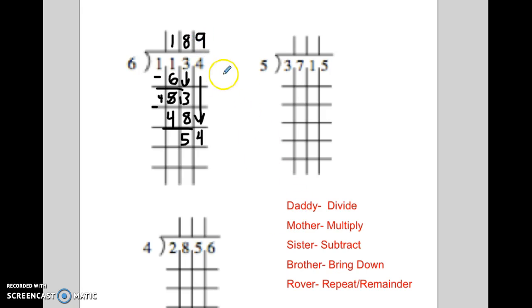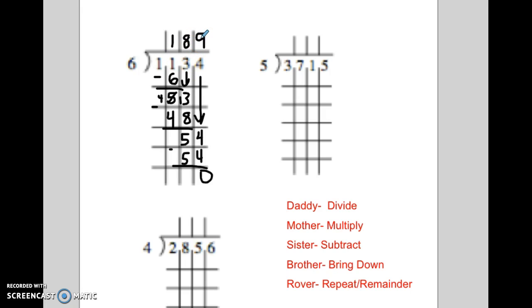Now I'm on to mother, multiply. 6 times 9 is 54. Then I get to subtract, sister. 54 minus 54 is 0. And, oh, there's nothing to bring down. So I can't bring down. I can't repeat because I can't bring down remainder. I have a 0, and I don't have to write it because it's a 0. So my answer is 6 goes into 1,134 189 times.